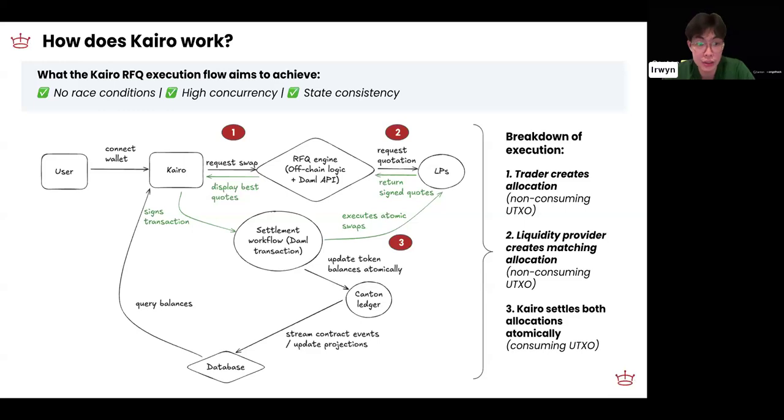If the user signs the transaction, this will call the settlement workflow, which is your demo transaction, and it executes the swap atomically by calling the LP and updating the balances of the wallets.